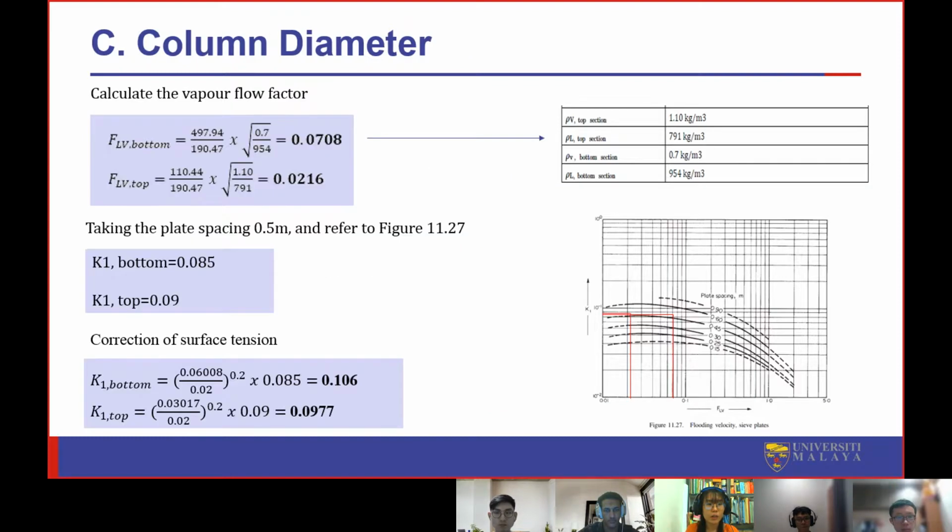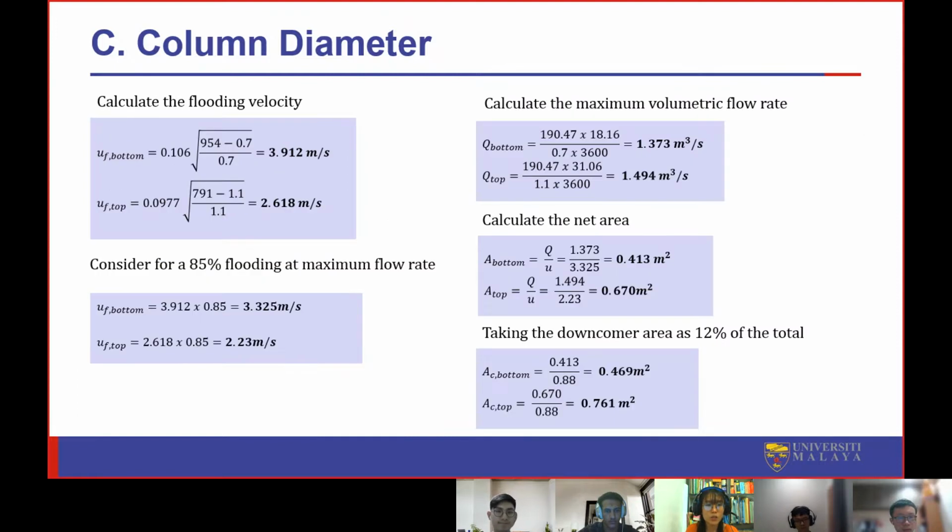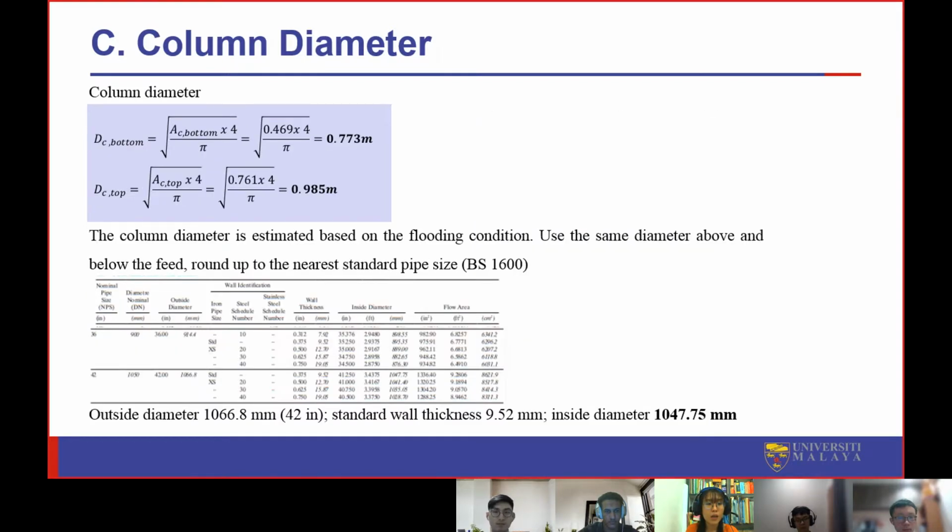The third part, we will calculate the column diameter. We will use the FLV value and figure 11.27 to obtain the K1 coefficient. However, the K1 coefficient has a limitation of surface tension of 0.02 Newton per meter. Hence, comparing to our real surface tension obtained, we need to do a correction on the K1 coefficient. By using the information obtained above, we calculate the flooding velocity, the maximum volumetric flow rate, and the net area and the downcomer area. By using the area, we can calculate the column diameter.